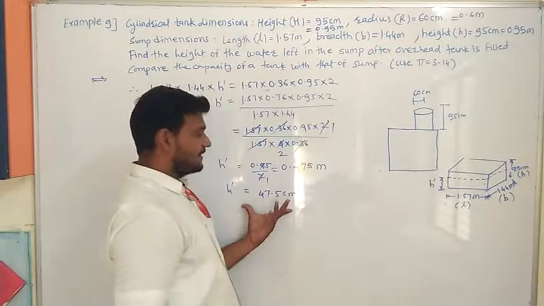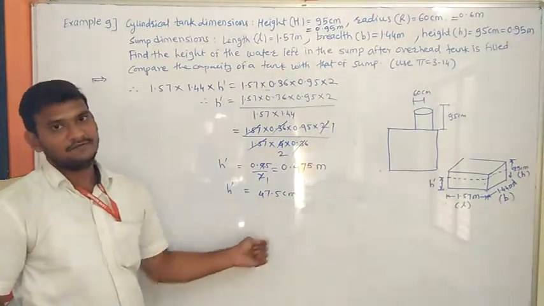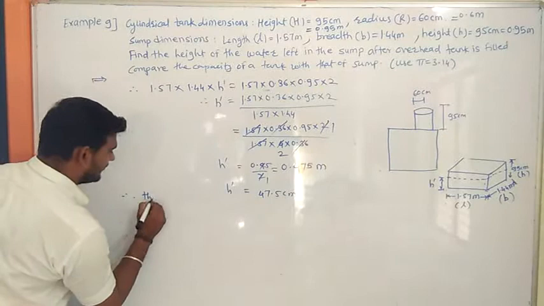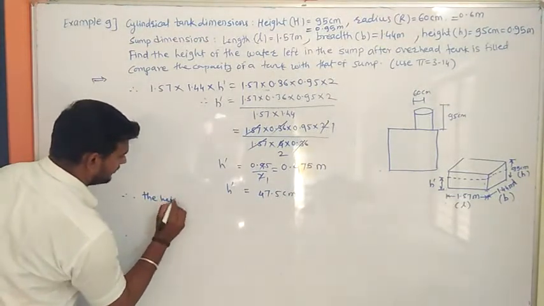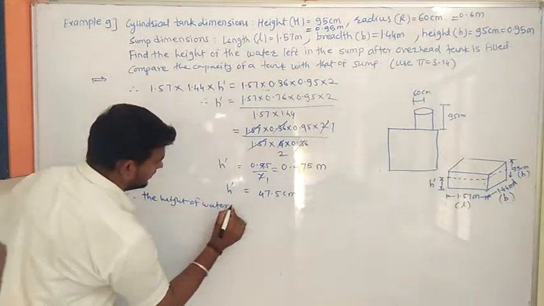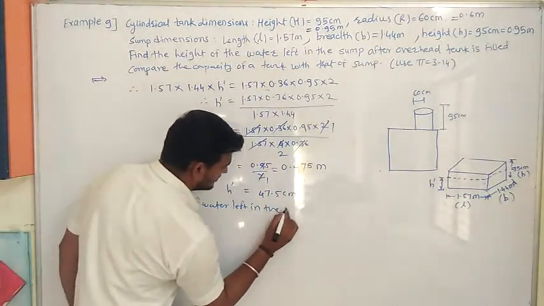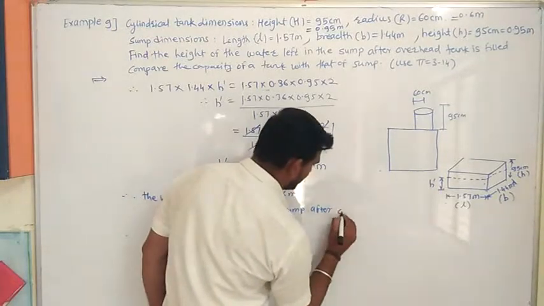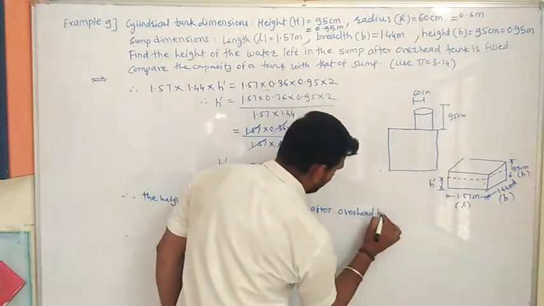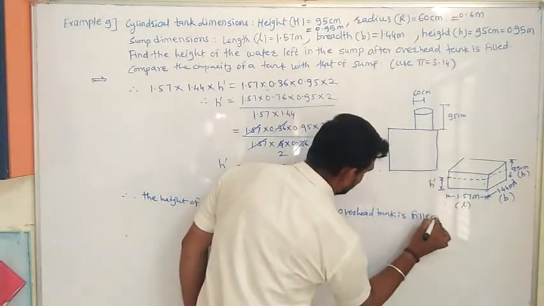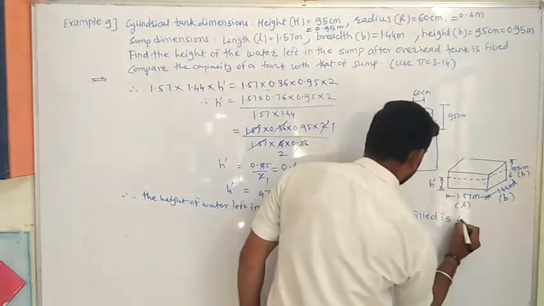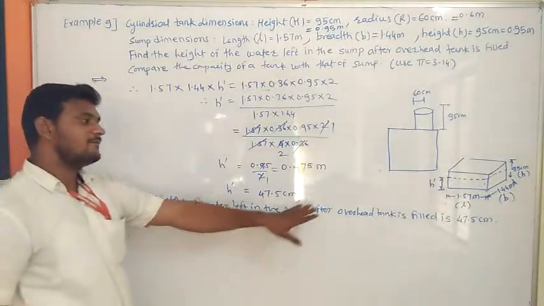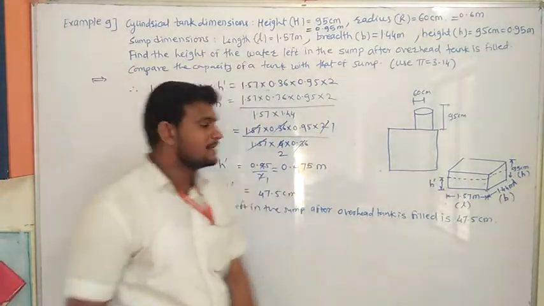Therefore, you can write one statement here below. Therefore, the height of water left in the sump after the overhead tank is filled is 47.5 centimeter.